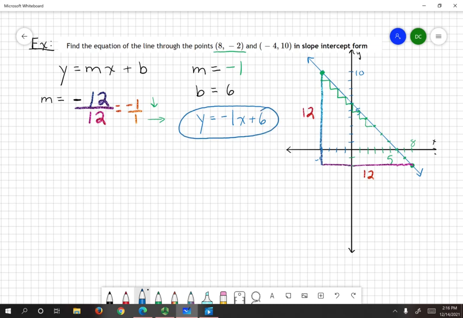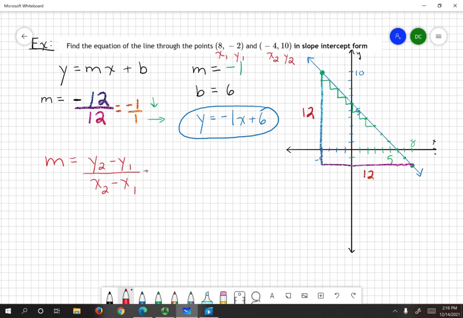Now let's suppose that you didn't have graph paper. I feel bad for you. I'm sorry. There is a way to do this though, so let's talk about it. We're going to solve for the slope using our formula, y2 minus y1 over x2 minus x1. I'm going to label these. It's totally arbitrary. I'm going to call this x1, y1, and I'm going to call this x2, y2.